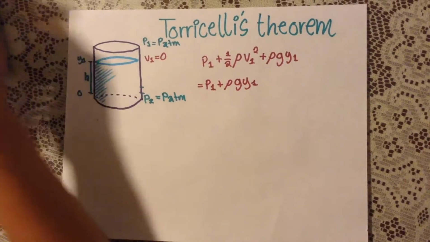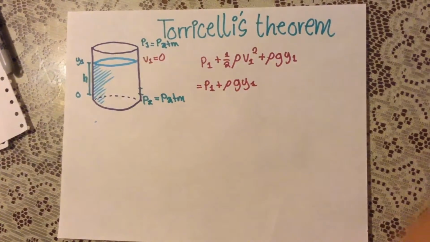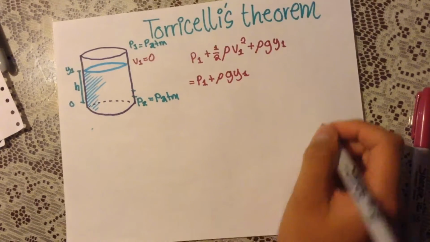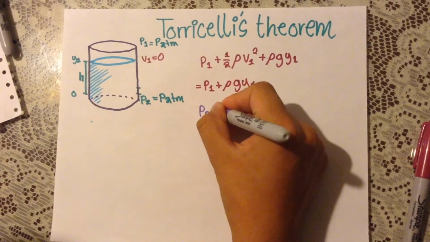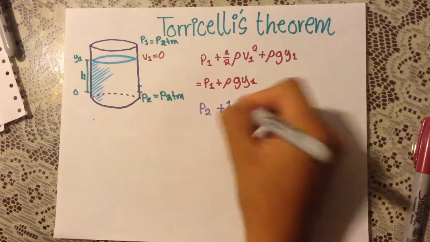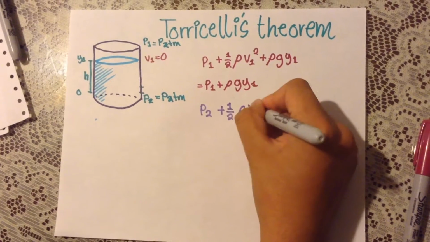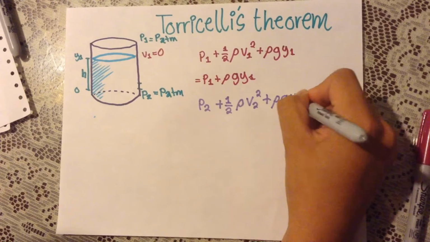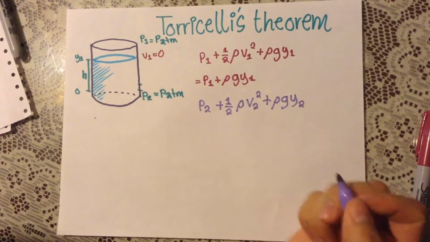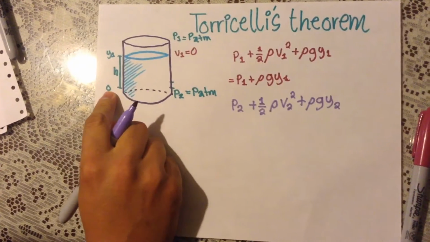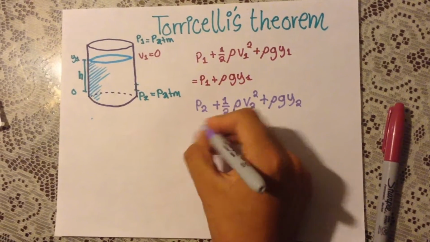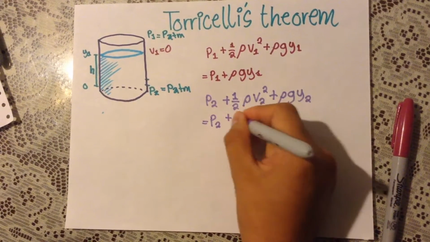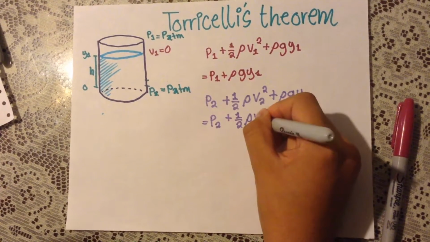But what about P2? It equals the other because energy is conserved, so at location 2 we got P2 plus 1/2 density times velocity squared plus density times gravity times g2. But the location g2 is equal to 0. So we can simplify, and we have P2 plus 1/2 density times velocity 2 squared.